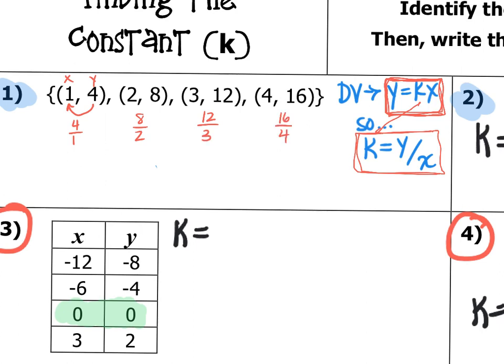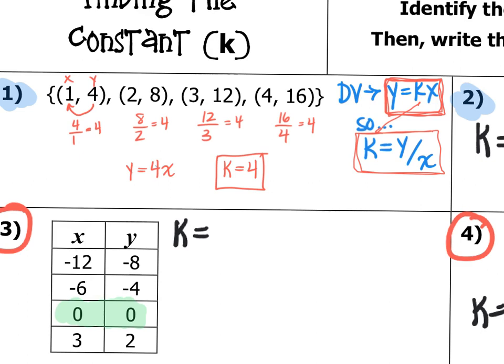All right. So we put all our Y's over X's and we see that that's equal to 4, that's equal to 4, that's equal to 4, that's equal to 4. Since this K, or the ratio of Y over X, was consistent across the board, these ordered pairs represent a direct variation. And so the equation between those must be Y is equal to 4X. And K is 4.